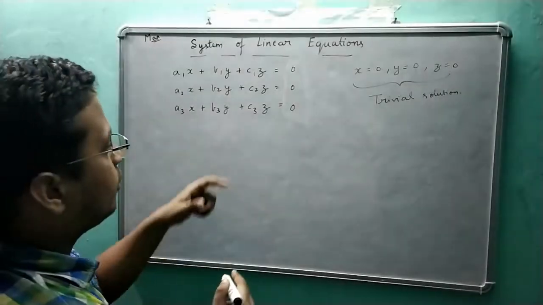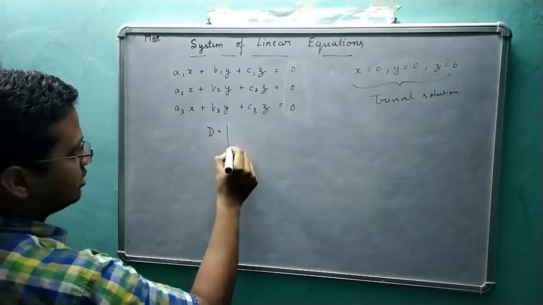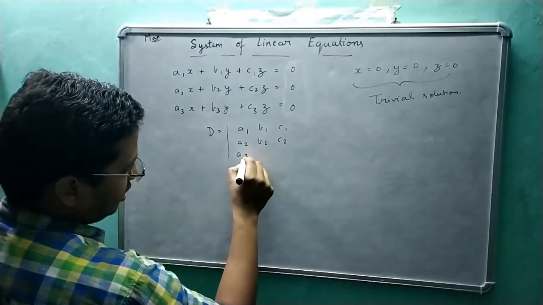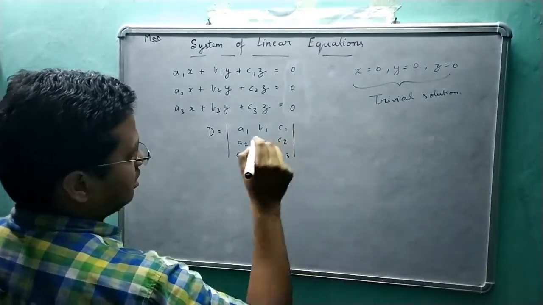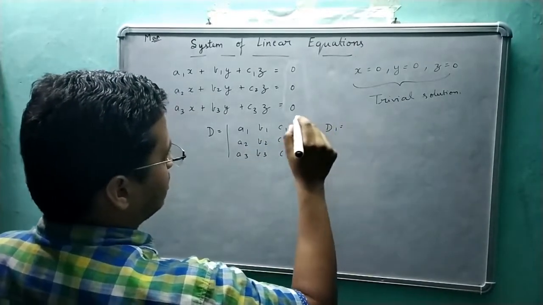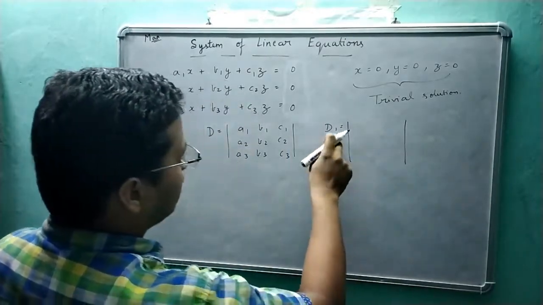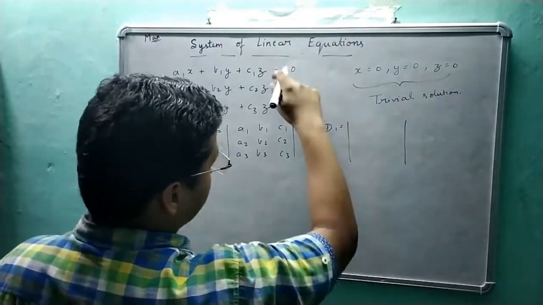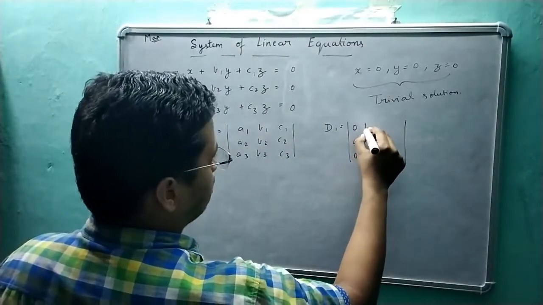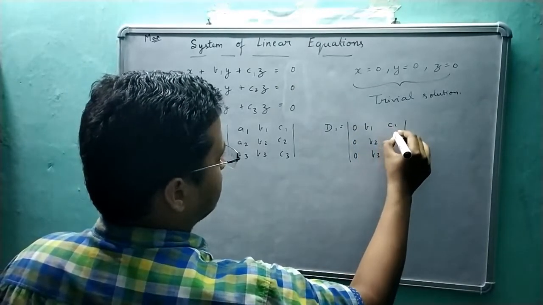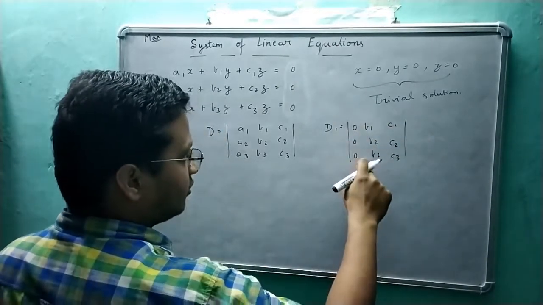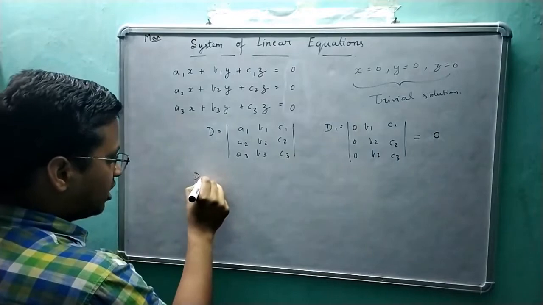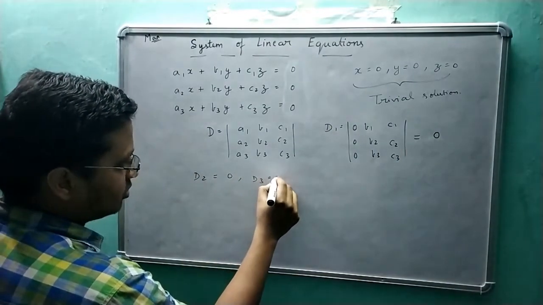Alright. Now here the value of D is A1, B1, C1, A2, B2, C2, A3, B3, C3. And D1 is, remind yourself of the last case. In D1 what we did, we replaced the first column with these constants. So here the constants are 0 0 0, then B1, B2, B3, C1, C2, C3. As you know, if one row or one column is 0, the value of the determinant will become 0. Similarly, D2 will also be 0 and D3 will also be 0.